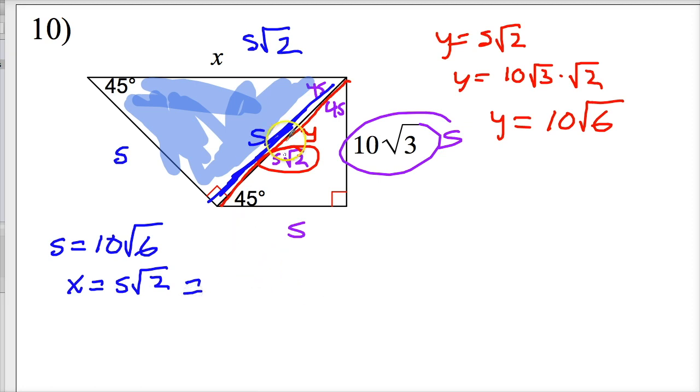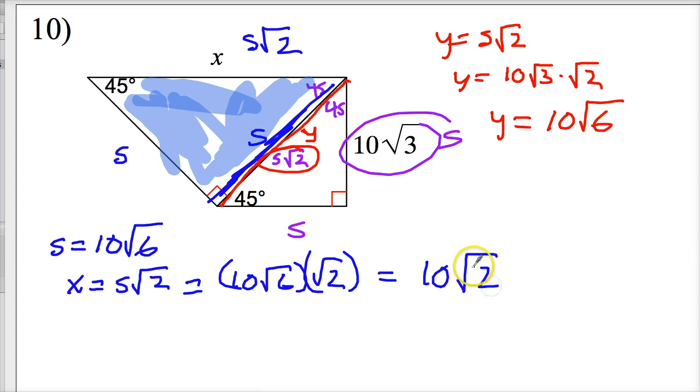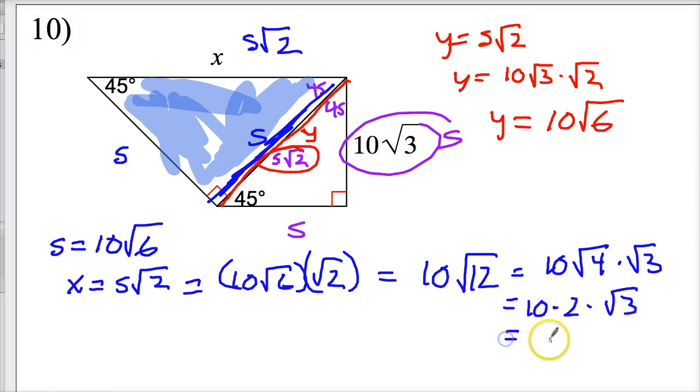goodness, equals 10 times the square root of 6 times the square root of 2, equals 10 times the square root of 12, because 6 times 2 is 12. But this one, once again, has a square in it. 12 divided by 4 is 3. So really, 10 square root of 4 times the square root of 3. The square root of 4 is, of course, 2, so this becomes 10 times 2 times the square root of 3. Final answer of 20 square root 3.